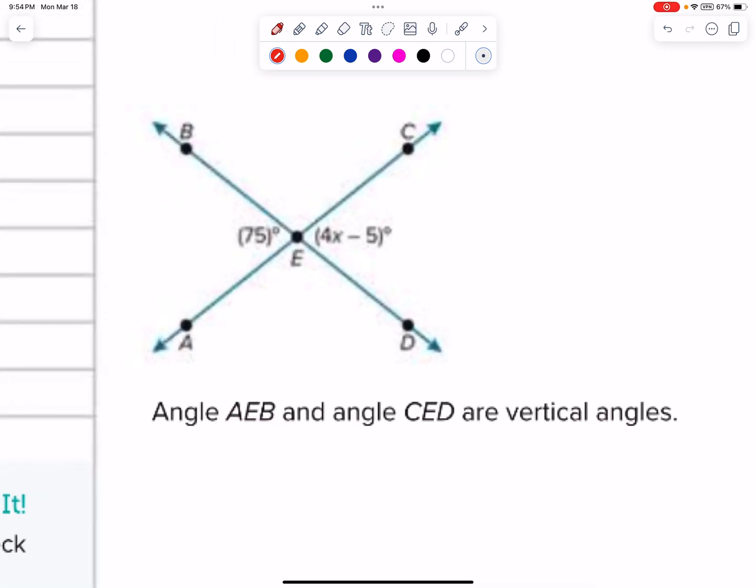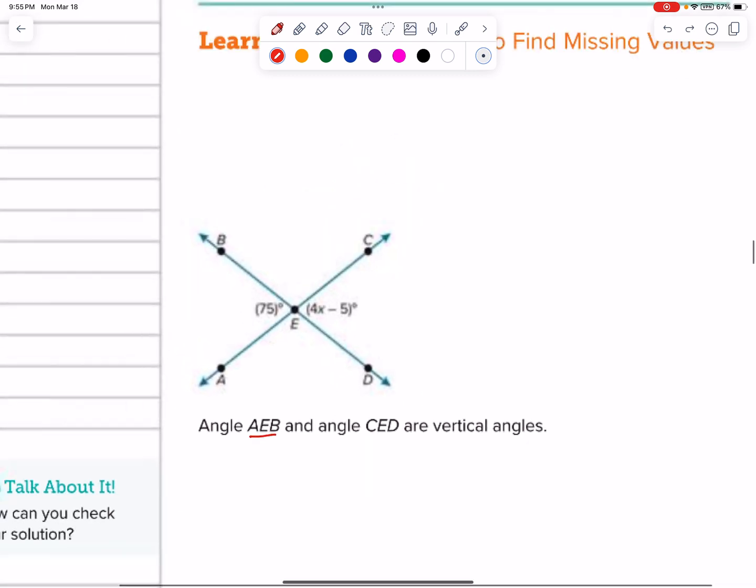So they're telling us angle AEB, which is right here, okay, AEB, and angle CED are vertical angles. Okay, and what do we know about vertical angles? They're equal to each other. So you can actually on the side make an equation, say, well, 75 is equal to 4x minus 5. And you don't need parentheses, they're just organizing those numbers together, okay? To say that that combo of 4x minus 5 is the angle.